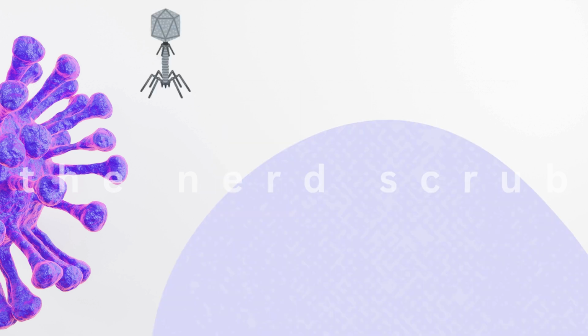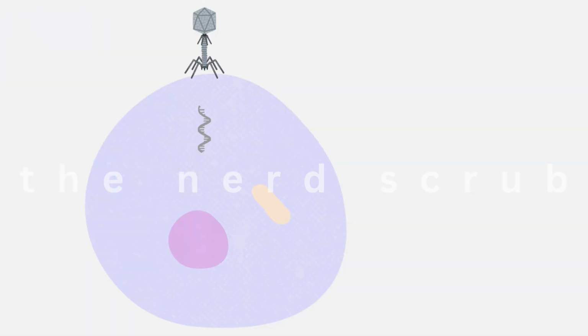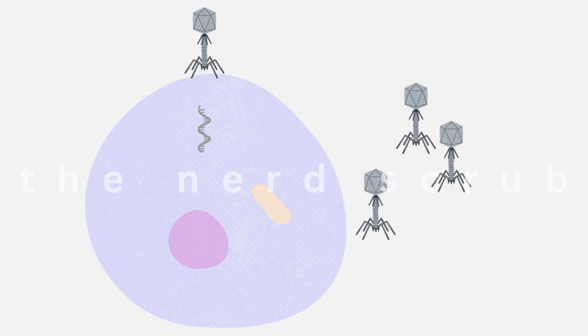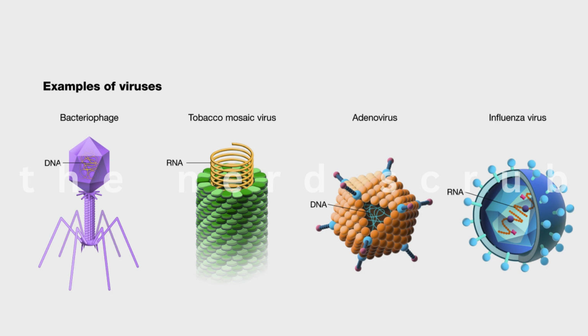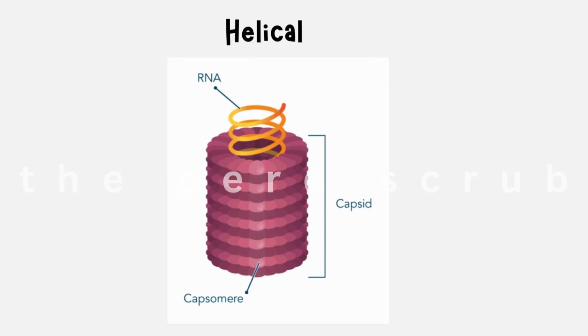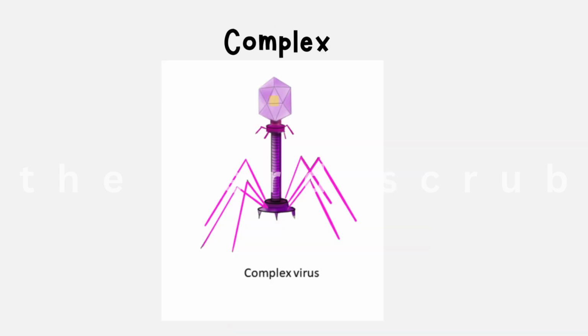Okay, so a virus basically attaches to the host cell and injects its genetic material, and once inside, it hijacks the cell's machinery and produces more viral particles. This process often damages or kills the host cell. So basically, viruses come in various shapes and sizes. Some are simple helical or icosahedral forms, while others have complex structures.